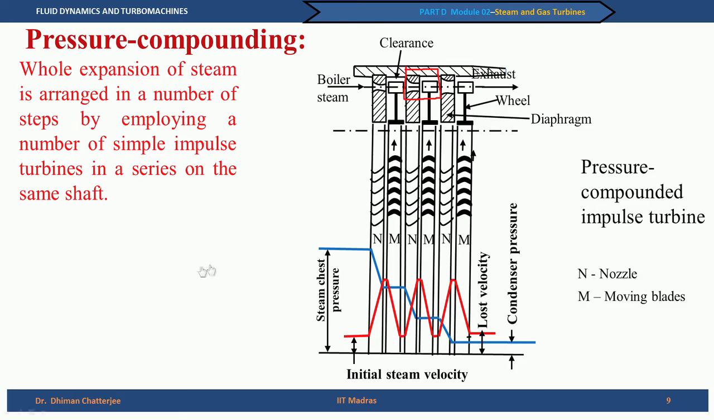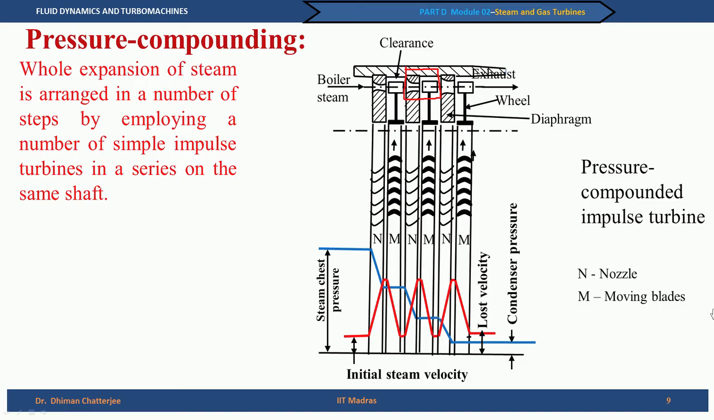Also, one more point we have to note is that in the nozzle the velocity increases, in the moving blade it reduces, increases again, reduces, and it goes. But what happens to pressure? If you see, the pressure reduces in the nozzles and does not change in the moving blade, as it should not change, and then again reduces.